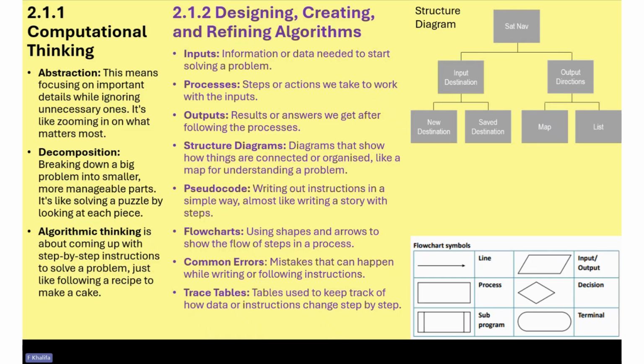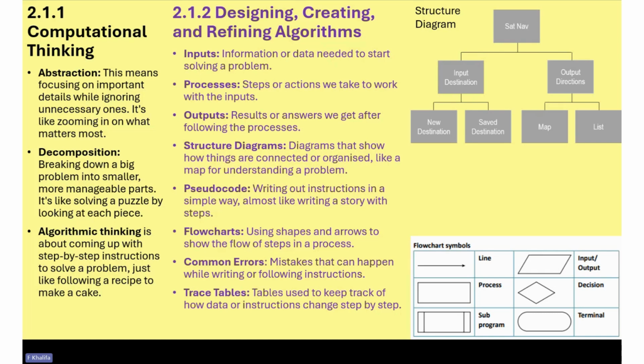So today we're going to talk about the paper 2 element, and I will try and do a separate video for paper 1. So 2.1.1, computational thinking. The main things you need to know in this part of this topic are abstraction, decomposition, and algorithmic thinking. Or sometimes you may hear logical thinking or computational thinking.